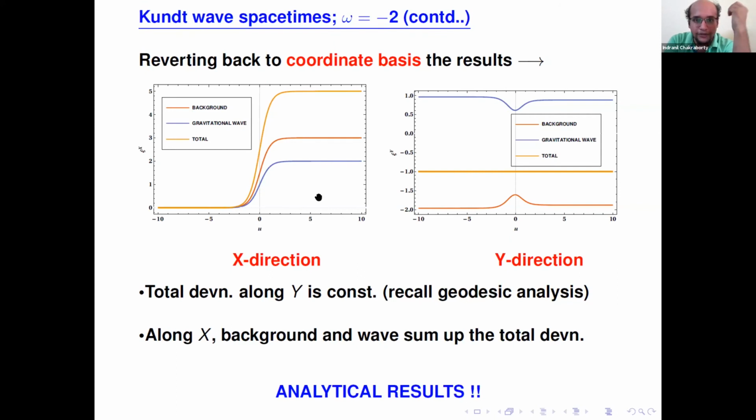We solve these z equations analytically in terms of hypergeometric functions. And after obtaining all this z, we go back to the coordinate basis by the relation, and then we plot them. So you see from this figure that along x, you see a total deviation, which is much more than the memory. The memory contribution comes from the gravitational wave part, the blue part, and the total deviation is in black. Along y, you see that there is no deviation, as we saw from the geodesic analysis, right? But there is a contribution of memory.